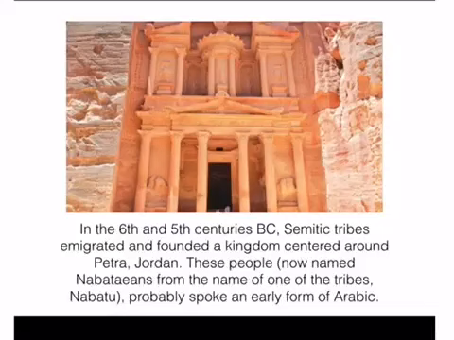In the 6th and 5th centuries BC, Semitic tribes emigrated and founded a kingdom centered around Petra in the Hashemite kingdom of Jordan. These people, now named Nabateans, from the name of one of the tribes, Nebetu, probably spoke an early form of Arabic.